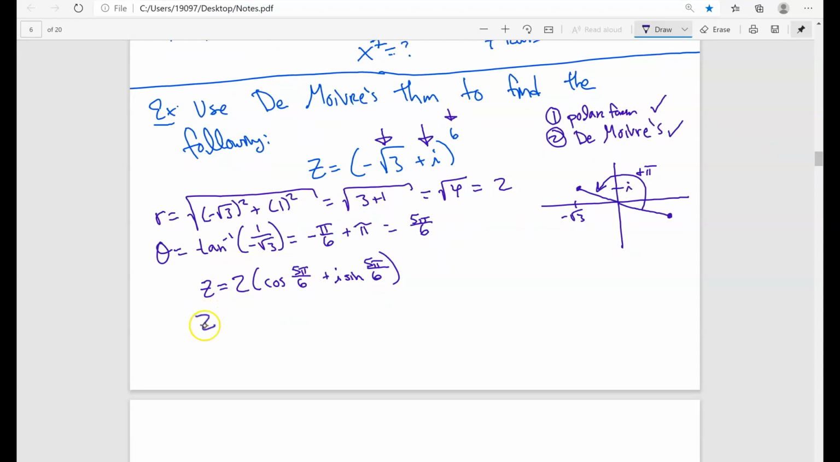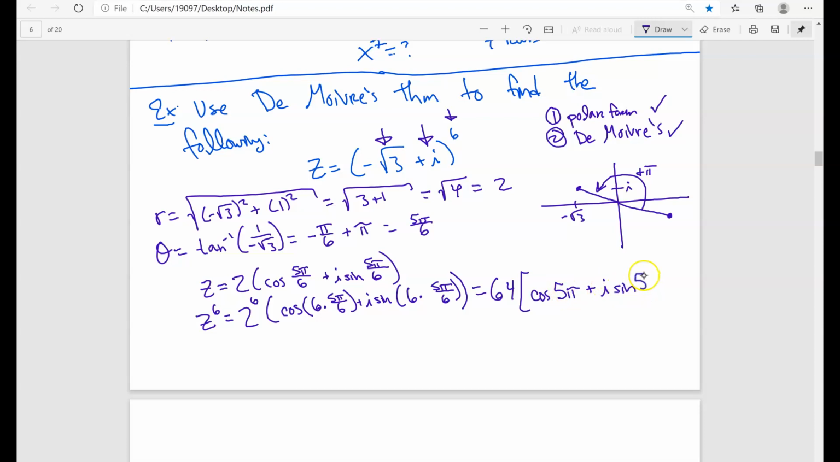Okay, so z to the power of 6 is going to be equal to, so the 2, you're going to raise it to the power of 6. You have cosine, this guy, you're going to multiply the angle by 6, plus i sine 6 times 5 pi over 6. Okay, so now we're going to go ahead and multiply this out. So when I take 2 and raise it to the power of 6, that's going to give me 64. And then on the inside, I'm going to get the cosine of 5 pi plus i sine of 5 pi.